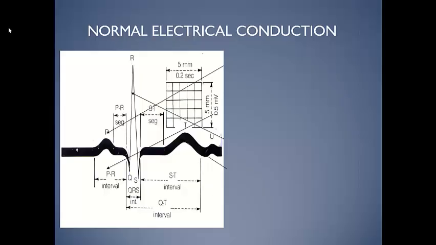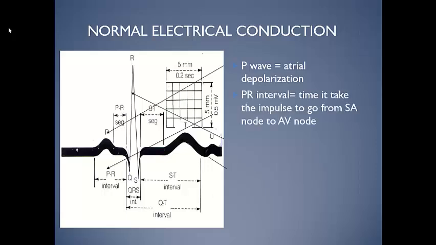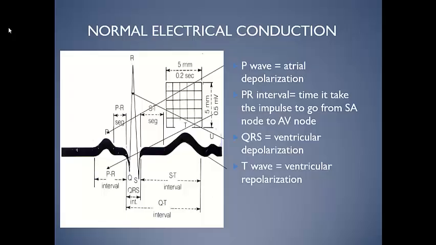Your normal electrical conduction. The P wave represents atrial depolarization. Your PR interval represents the time it takes the impulse to go from the SA node to the AV node. The QRS complex is ventricular depolarization. The T wave is your ventricular repolarization, and within that T wave, you have your absolute and relative refractory period.